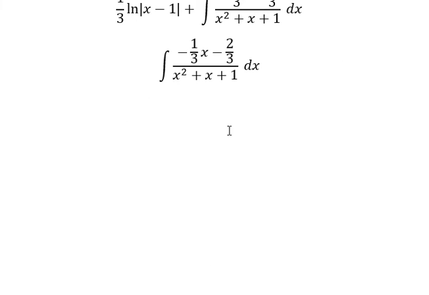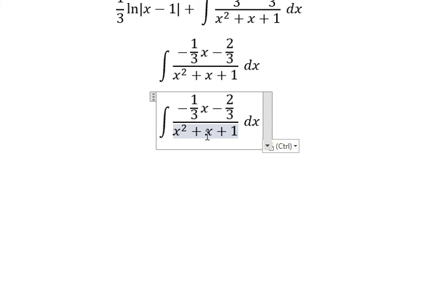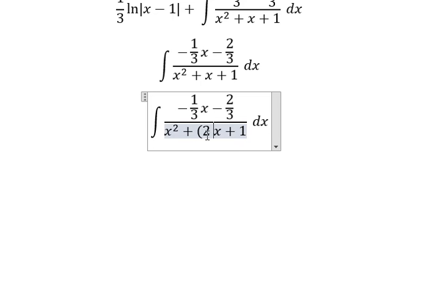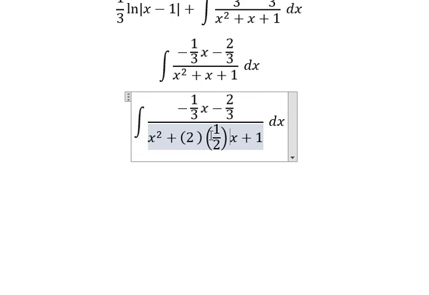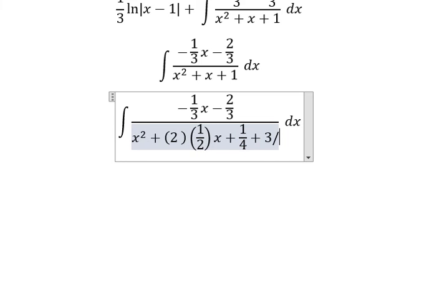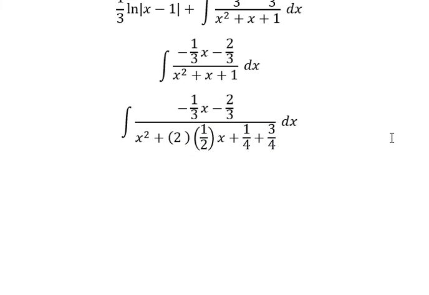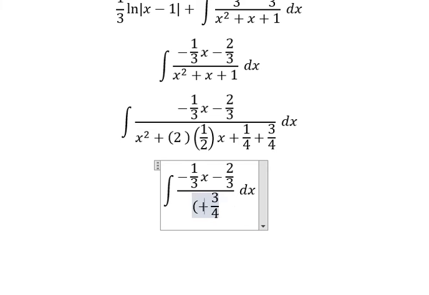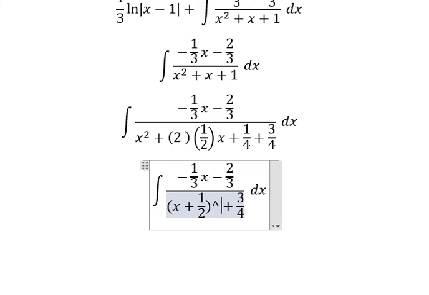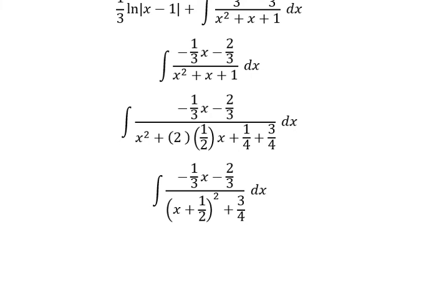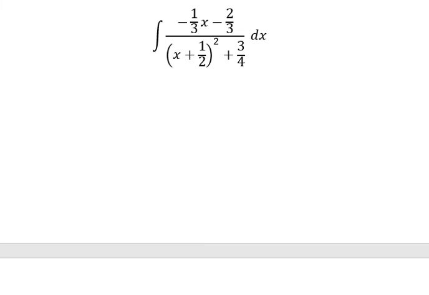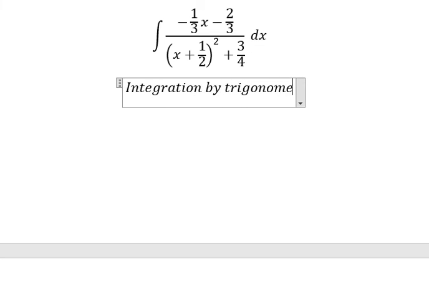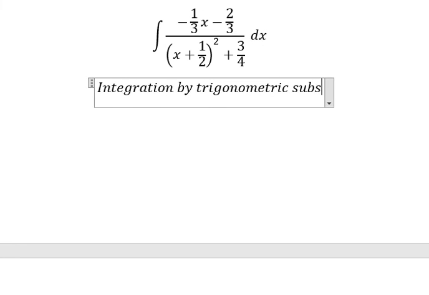So about s, that is number 2 multiplied by 1 over 2. So number 1, I will put 1 over 4 plus 3 over 4. This one is about identities, and we can put it like this. Next, we need to use integration by trigonometric substitution.